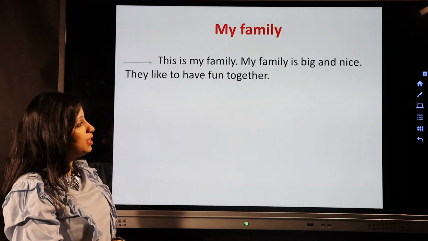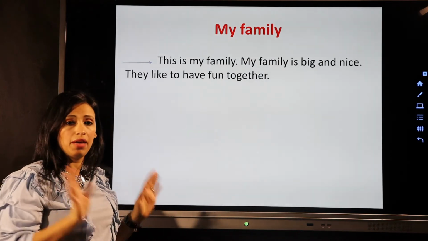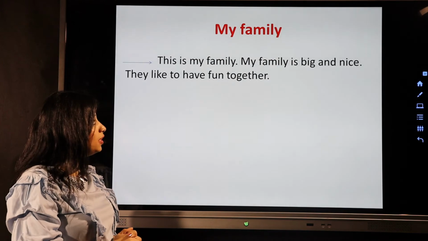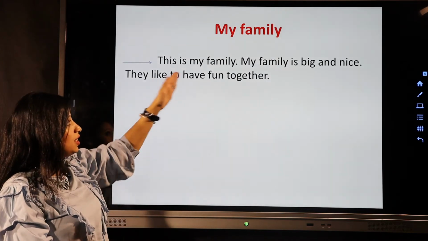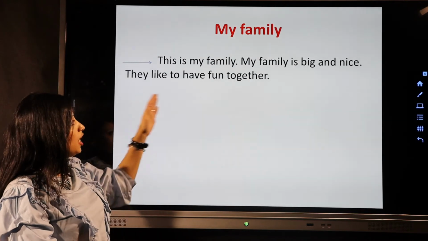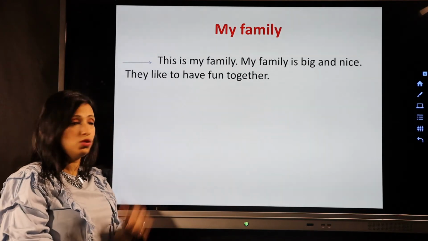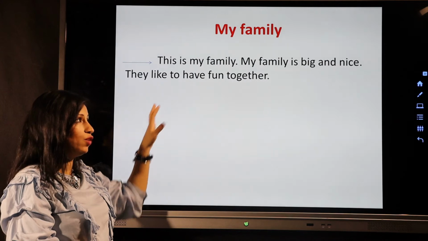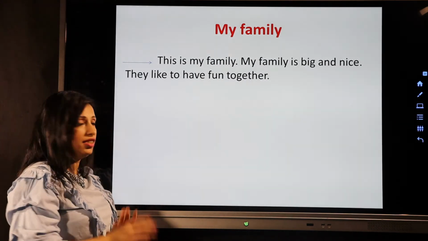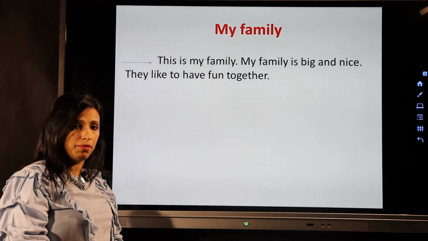My family is big and nice. I'm talking about my family generally. I'm not saying any details about my family. So I said, this is my family. My family is big and nice. They like to have fun together. Those are 3 nice and attractive sentences to introduce my topic. I didn't write any details about my family.